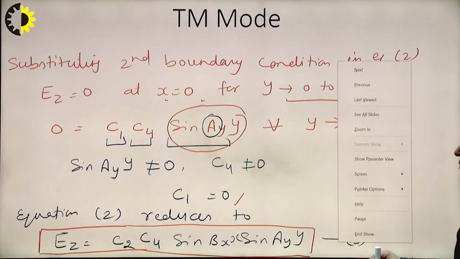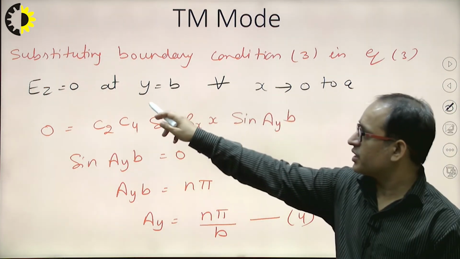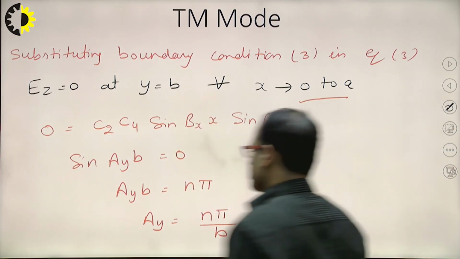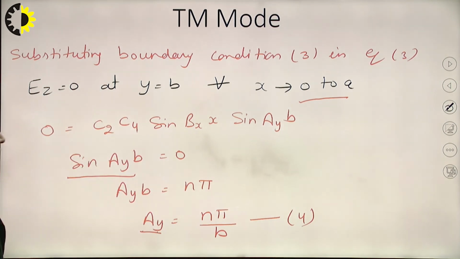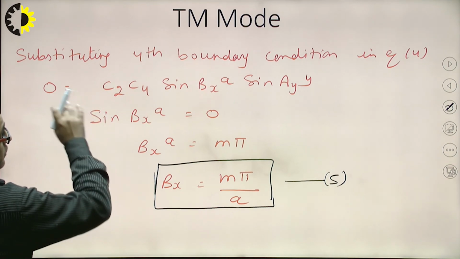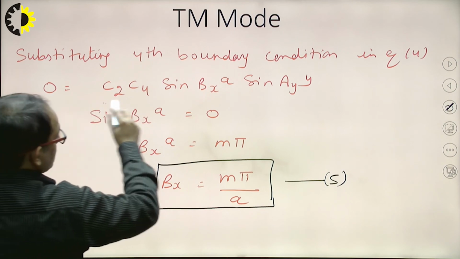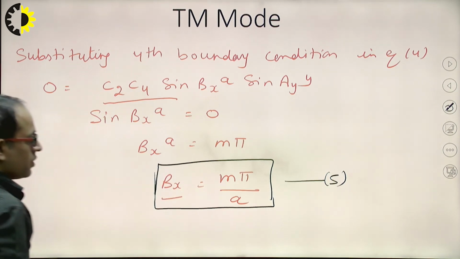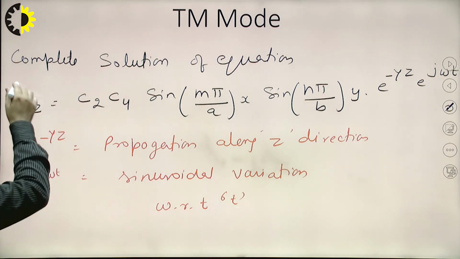Now upon applying the third boundary condition, z equal to 0, y equal to b, x equal to 0, you will get sine of ay b equal to 0. Therefore ay comes out to be n pi by b. And similarly, on putting the fourth boundary condition, z equal to 0, this equation comes out to be 0. Now put this one, we will get bx. So the overall equation will be equal to this one.